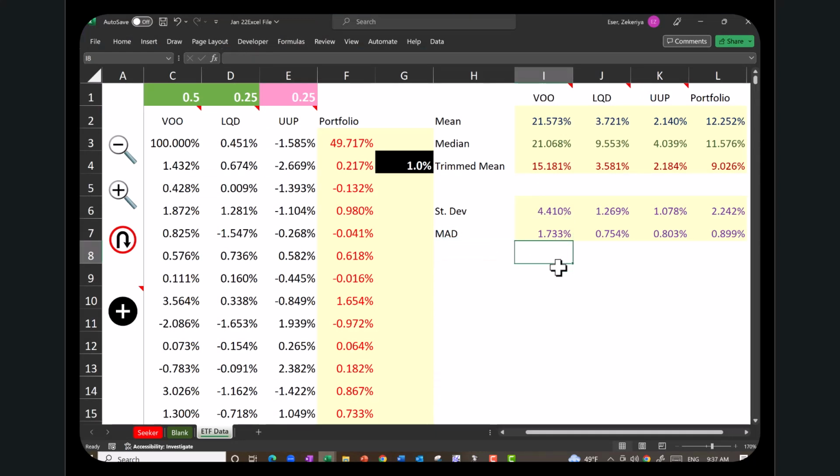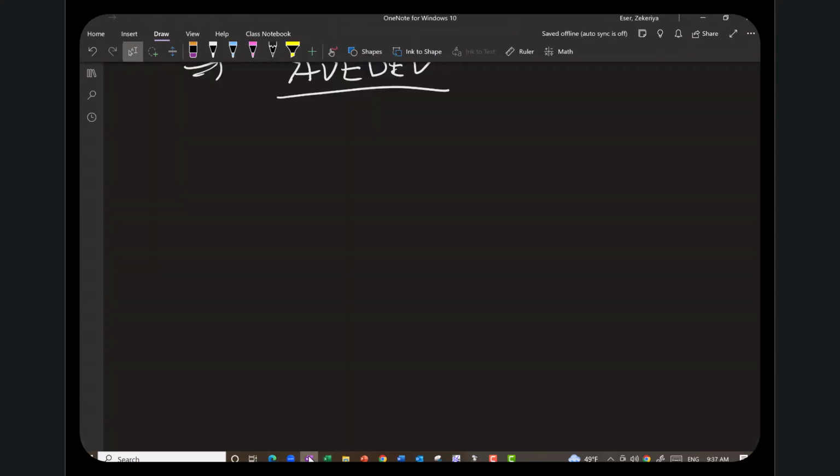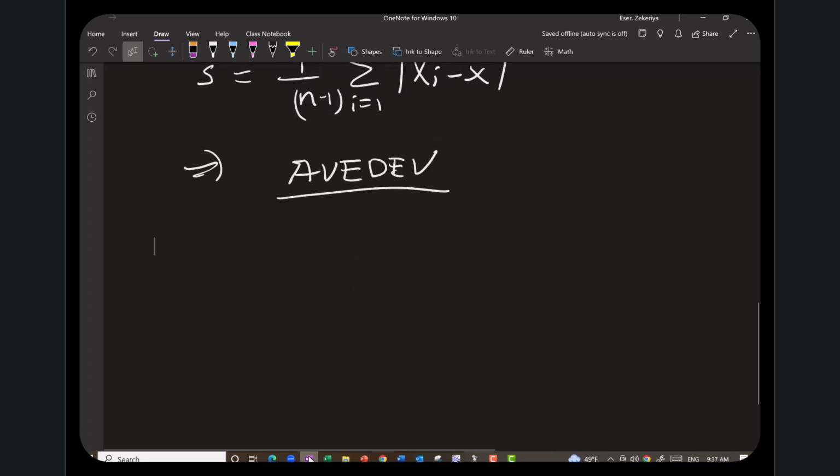And there is actually another much more robust measure of dispersion. But until now, I'm just talking about things that are well known. This is called the interquartile range.